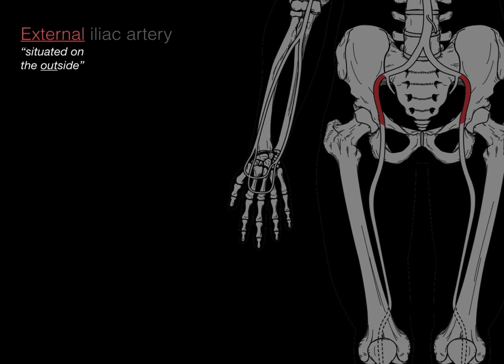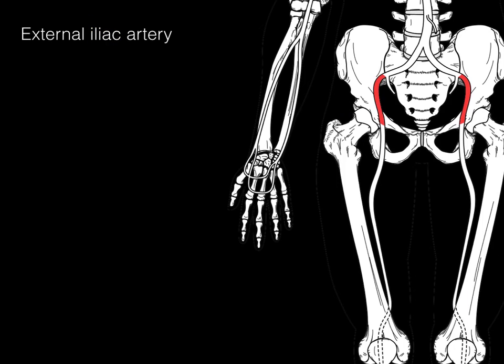Now the external iliac artery gets its name because external means situated on the outside, since it's going to course outside the pelvis and go to the femur, or eventually get to the femur, and it's called iliac because it also pertains to the ilium.